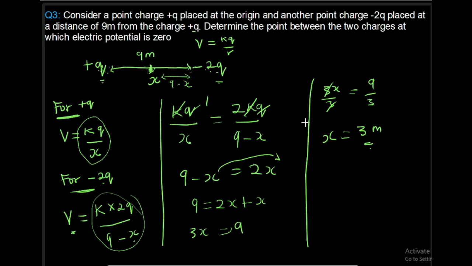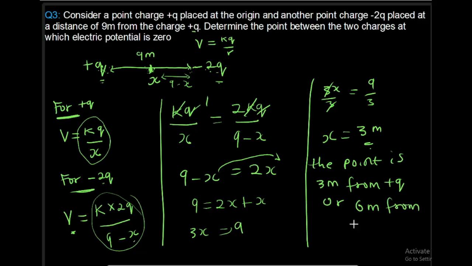All right, so our correct answer here now is, they said determine the point between the two charges at which electric potential is 0. So we can say the point where the potential is 0 is 3 meters from the positive q charge, or 6 meters from the minus 2q charge. From here to here is 9 minus x, and x is 3. So from here to here is going to be 6 meters. From here to here is going to be 3 meters.